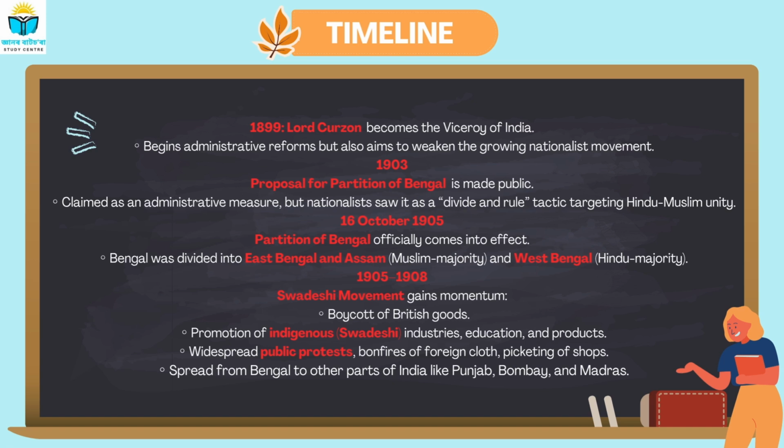16th October 1905. The partition of Bengal officially comes into effect. Bengal is divided into two parts, East Bengal and Assam with a Muslim majority and West Bengal with a Hindu majority population. 1905 to 1908, the Swadeshi movement gains momentum. People begin boycotting British goods. Indigenous industries, Swadeshi education and homemade products are widely promoted. There are public protests, bonfires of foreign cloth, and picketing of British shops. The movement spreads from Bengal to other parts of India like Punjab, Bombay and Madras.